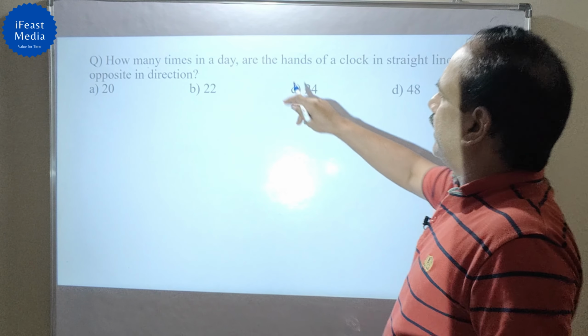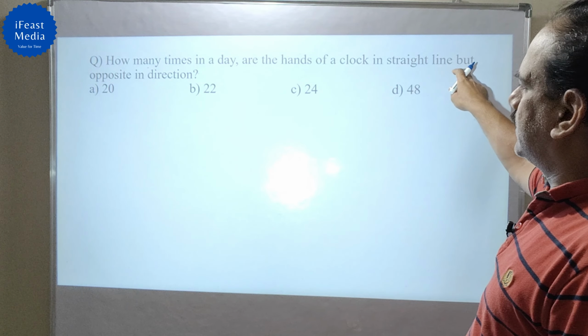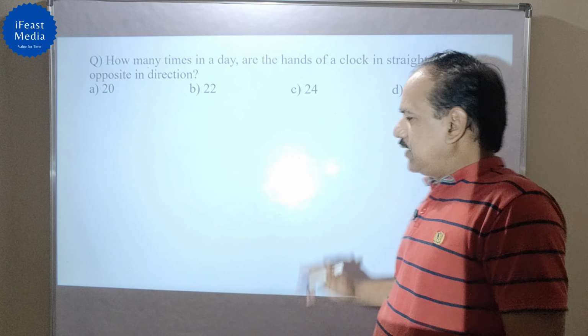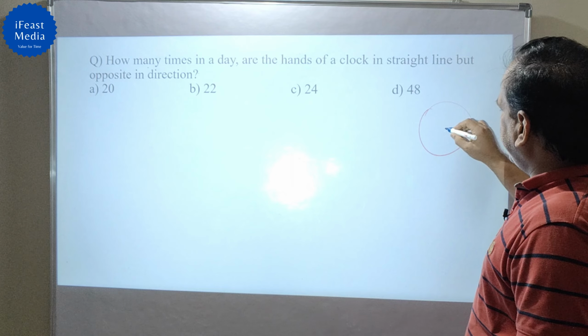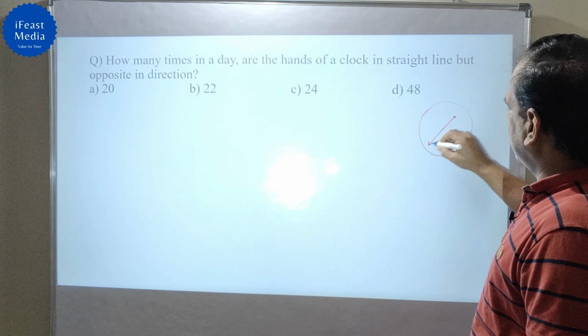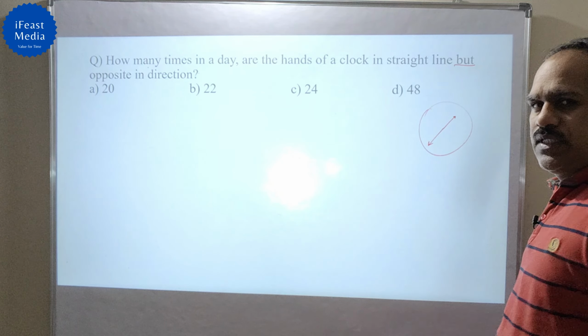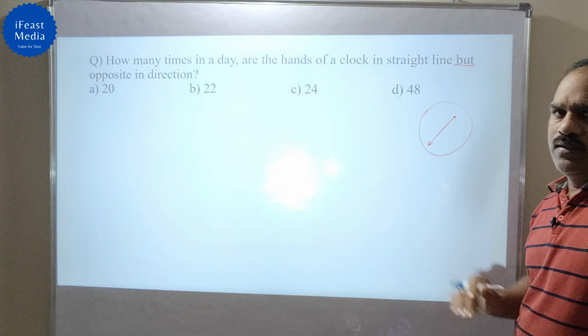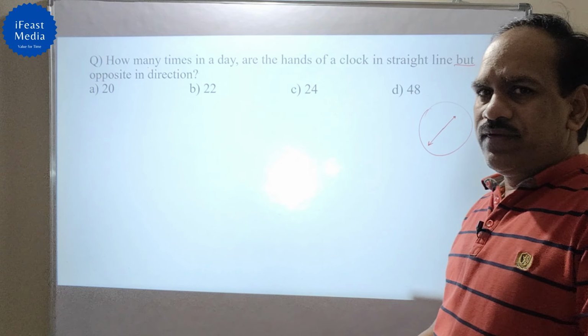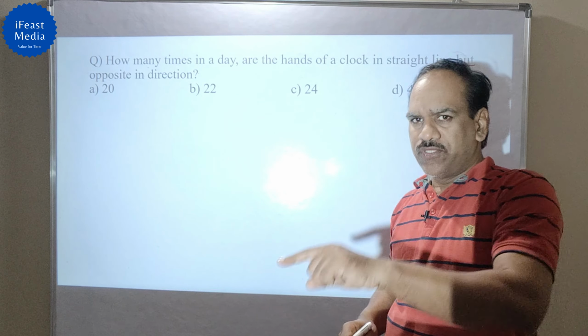How many times in a day are the hands of a clock in a straight line but opposite in direction? They should be on a straight line but opposite in direction. That means they should not coincide. In 1 hour they will coincide once, and in 1 hour they will be opposite once. So you should count only the opposite when they are on the straight line. Then in 1 hour they will be coincident once, in 12 hours 11 times, and in 24 hours it is 22 times they will be in a straight line but not coincident.